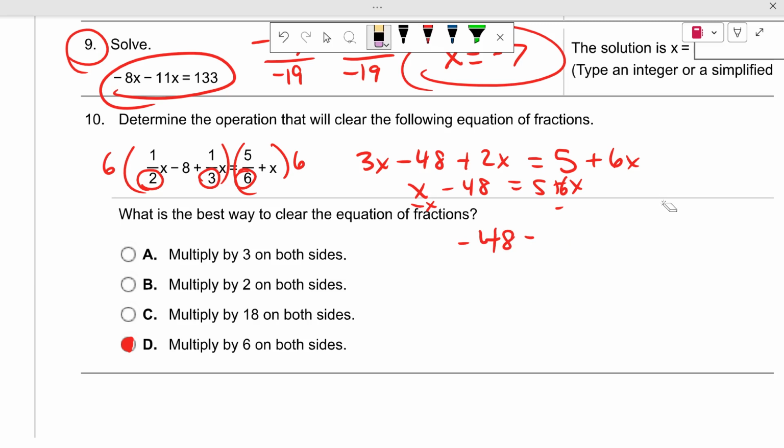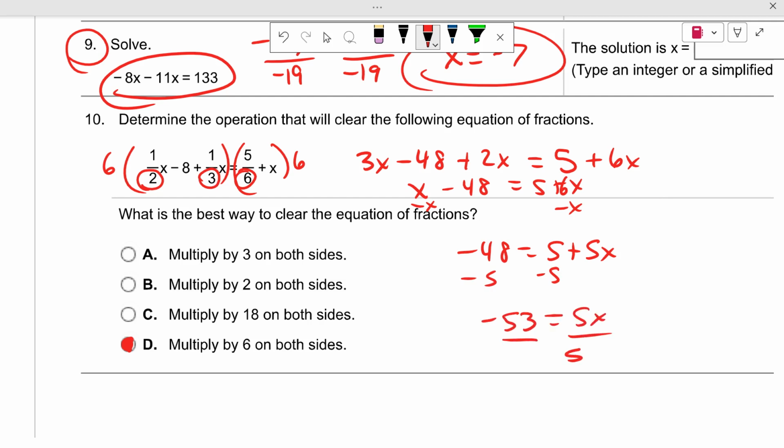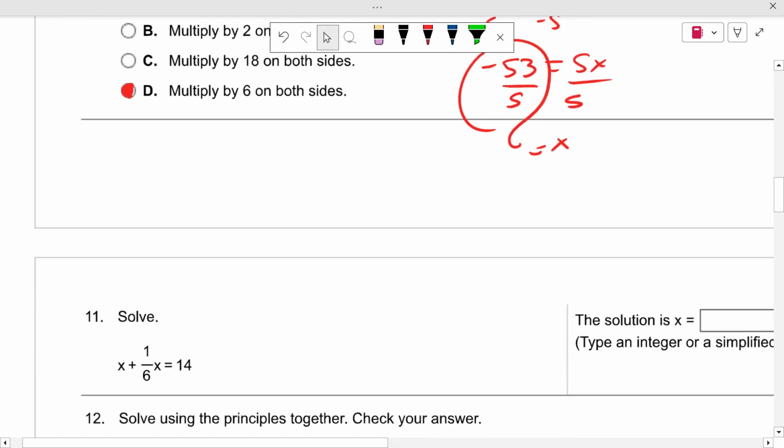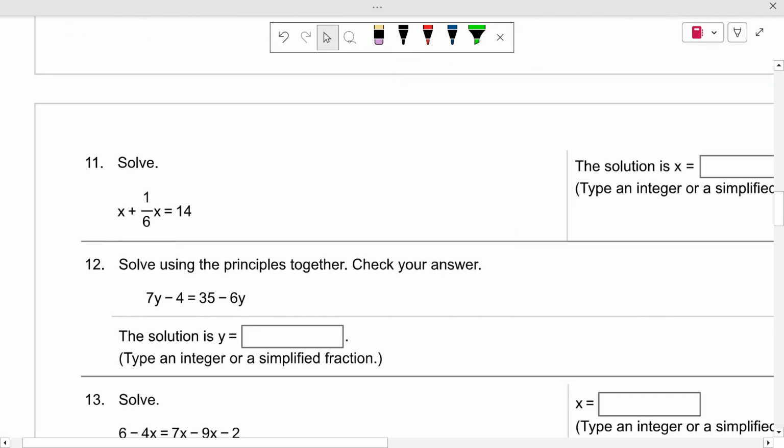Wait, oops, I screwed this one up. So you subtract x from each side. So negative 48 equals 5 plus 5x. Subtract 5. Negative 53 equals 5x and divide by 5. X equals that. But you don't have to do that. You just have to say what you're going to do to both sides.